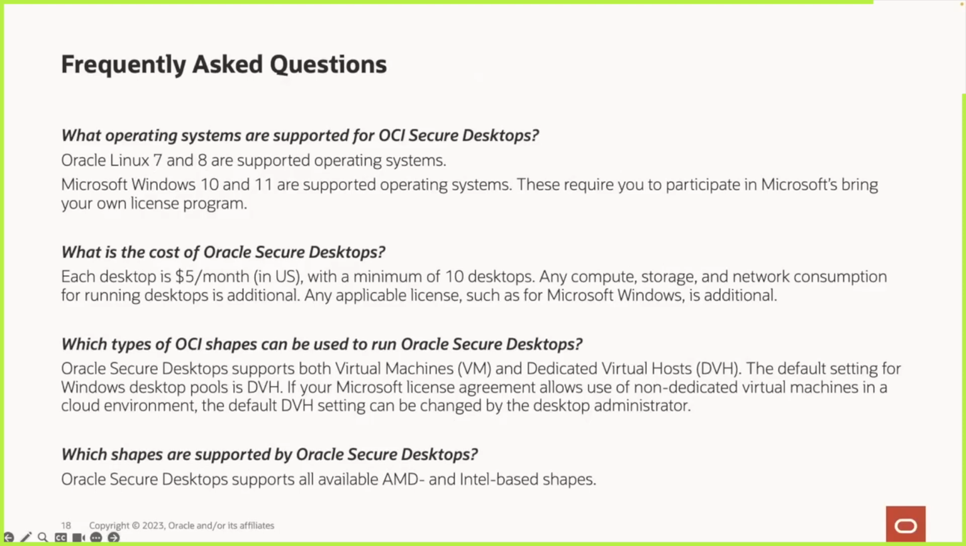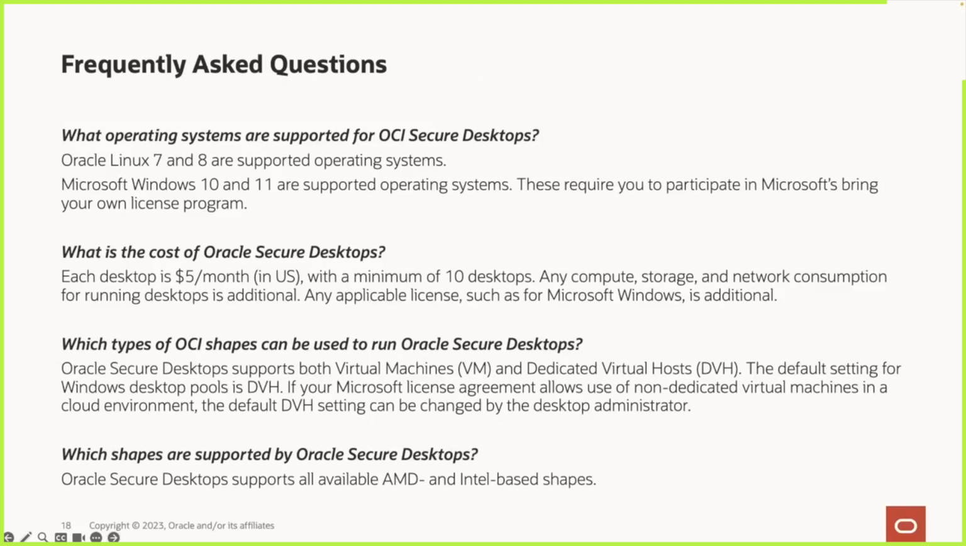As I mentioned, the cost for the service is $5 per month in the US for a minimum of 10 desktops, plus all the compute, storage, and network consumption charges for running your desktop. So once your pool is created and once a user starts a desktop, you will then start utilizing that compute shape, and then you start incurring the cost for the compute, for the storage, networking, etc.